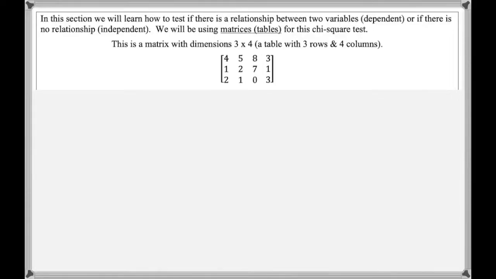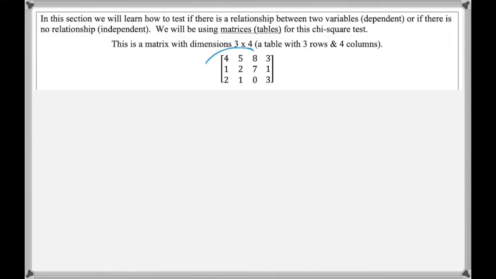This section is on the chi-square test for independence. In this section, we will learn how to test if there is a relationship between two variables, meaning they are dependent, or if there is no relationship, meaning they are independent. And we will be using matrices or tables for this chi-square test.